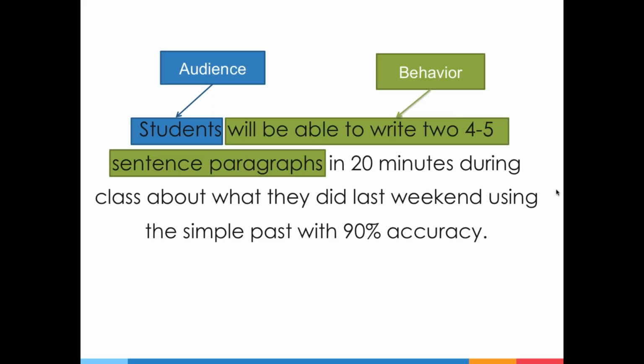Now, we see the behavior. Students will be able to write 2 4 to 5 sentence paragraphs. So now we know what the actual objective is in the behavior, how we can measure it. You see the verb to write? Think about what that means. It means they actually are writing. They're not practicing, they're writing. It's clear what we're expecting them to do.